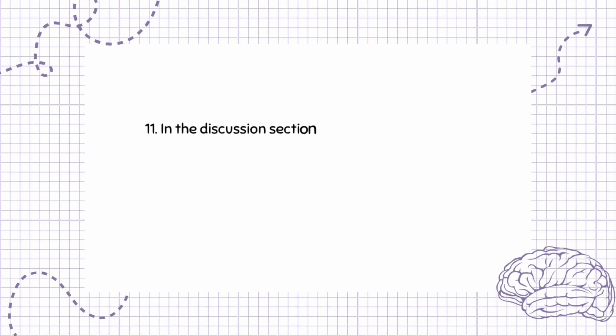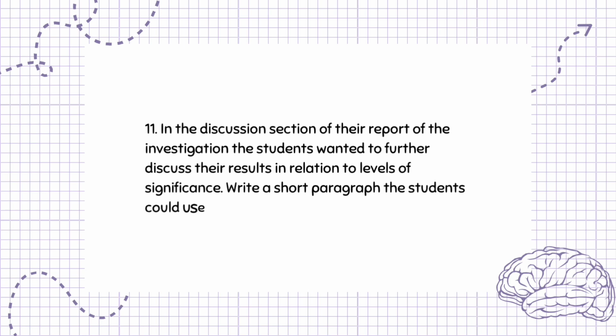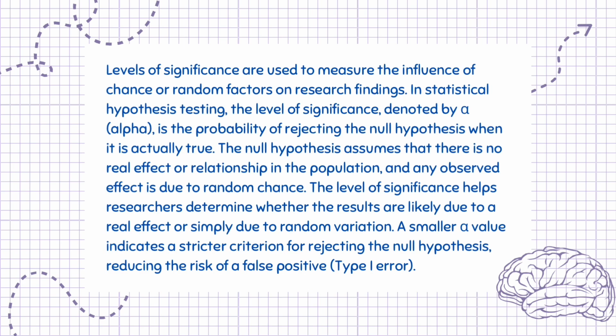Question 11. In the discussion section of their report of the investigation, the students wanted to further discuss their results in relation to levels of significance. Write a short paragraph the students could use to do this. 4 marks. Levels of significance are used to measure the influence of chance or random factors on research findings. In statistical hypothesis testing, the level of significance, denoted by alpha, is the probability of rejecting the null hypothesis when it is actually true. The null hypothesis assumes that there is no real effect or relationship in the population, and any observed effect is due to random chance.